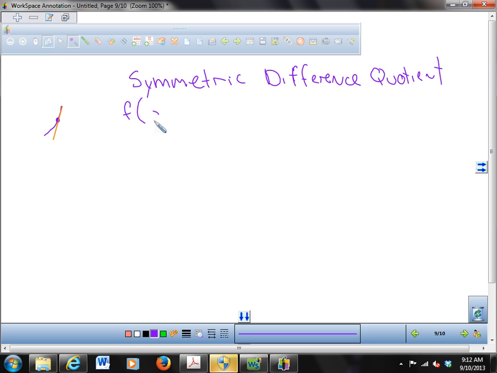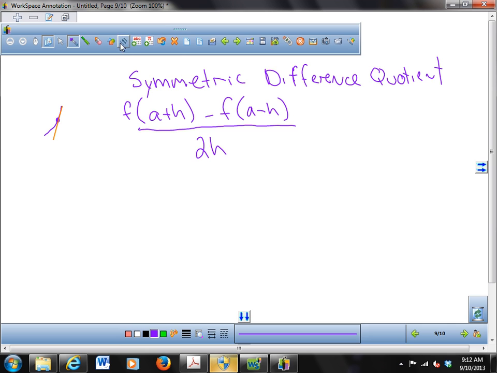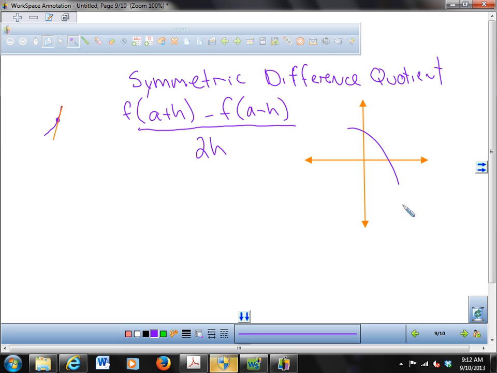f(a+h) minus f(a-h) over 2h. So this comes from if I have a curve, and I want to find the slope of that curve at some point. Let's go the other direction. I'm sick of going uphill. Let's go downhill for a while. So say I want to find the slope of this curve at some point a. What we've been doing is going ahead h, right? And then finding the limit as h gets very, very close to a.